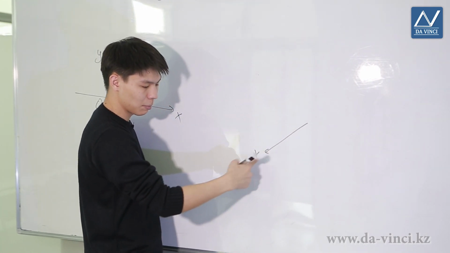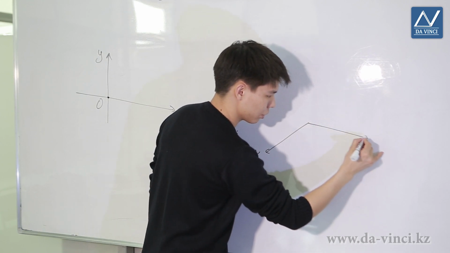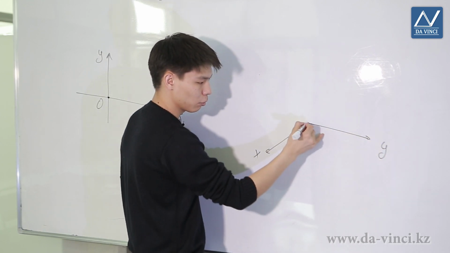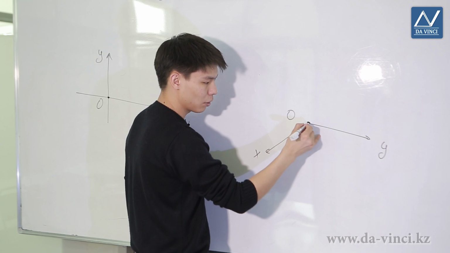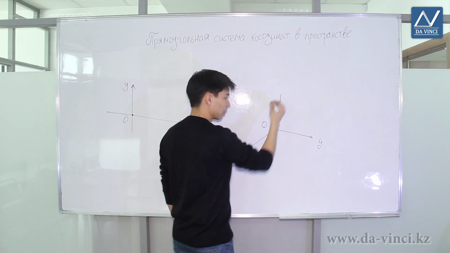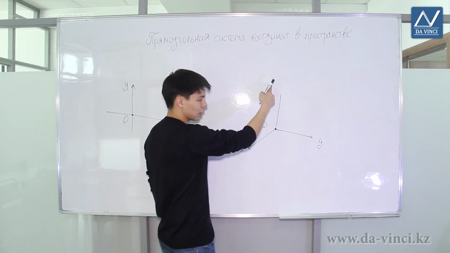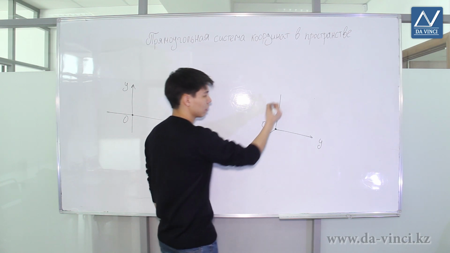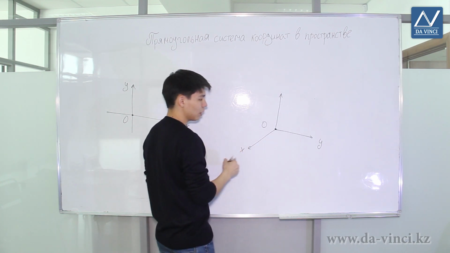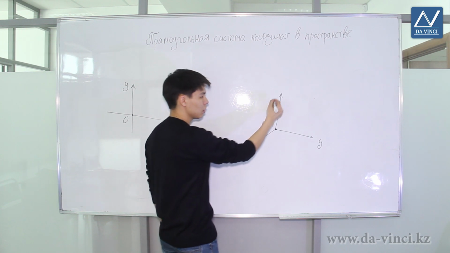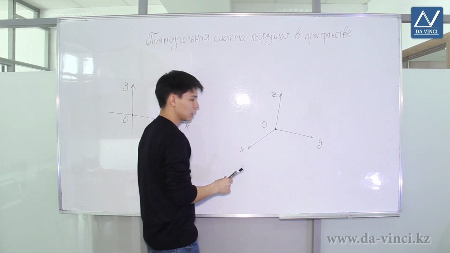Let's make it so that x was directed here now, and y-axis here. And we draw a perpendicular to this plane at point O. Just like on these two axes, we marked the direction on this straight line. We direct it upwards for convenience. Thus we've got another axis, which we will call the OZ axis.